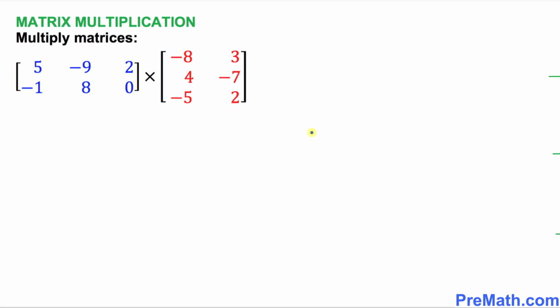In this video tutorial, we are going to multiply these two given matrices, and these two matrices have different dimensions. The dimension of the blue matrix is 2 by 3. That means 2 rows and 3 columns. And the dimension of this red matrix, the right hand side matrix, is 3 rows and 2 columns.